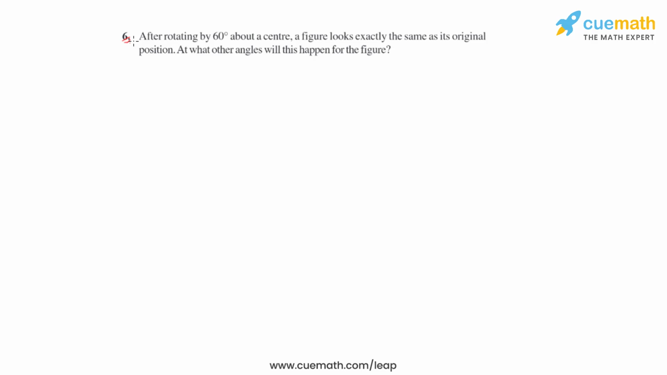So in question number 6 of this third exercise, we have been given the situation where after rotating by 60 degrees about a center, the figure looks exactly the same as its original position. We'll also have to find out the values of the other angles for which the same thing is going to happen in case of this figure.